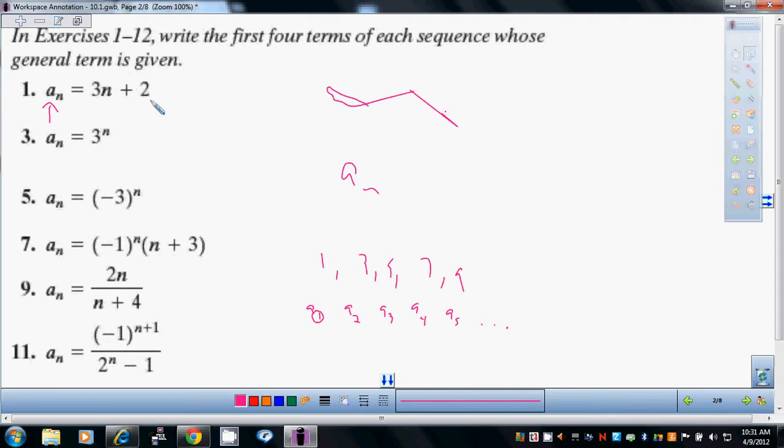For instance, on number 1, the first term of that sequence would be if you plugged 1 into that. If I plugged 1 into this, what would it give me? 5. What would my second term be? You plug it in: 8. What would my third term be? 11. Plug in a 4, it'd be 14. Now you should notice, it's going up by the same amount: up by 3, up by 3, up by 3, etc.